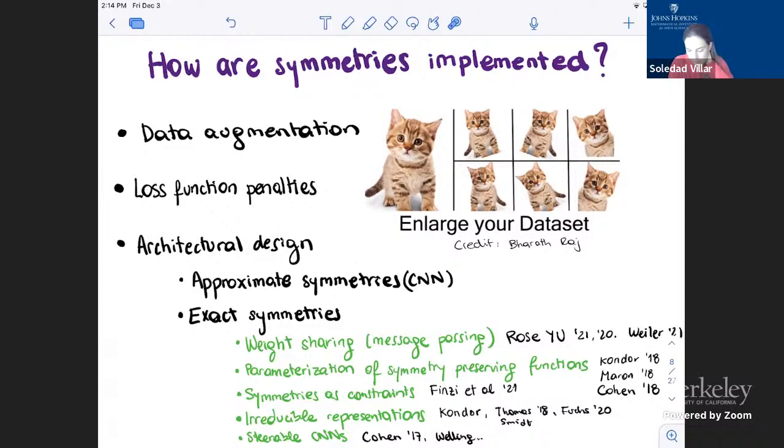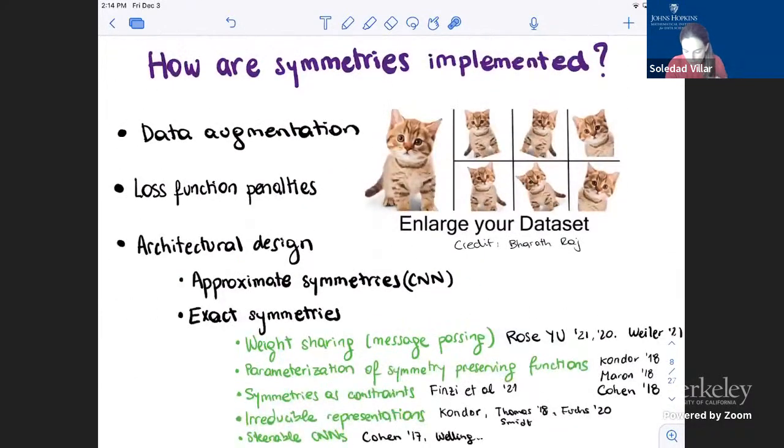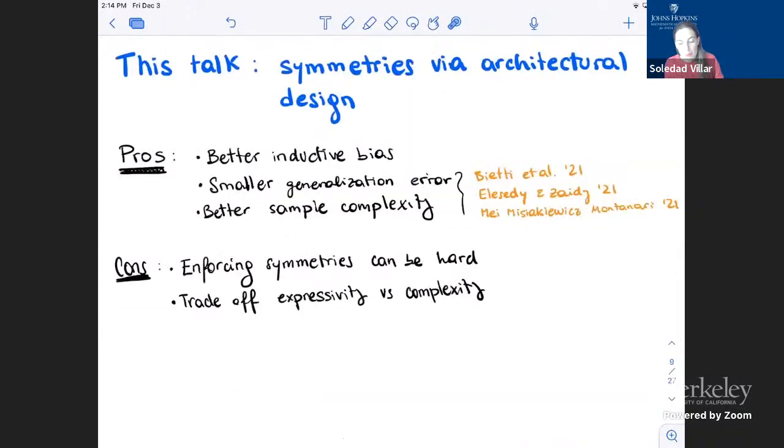But basically, one question is, how do you parameterize these symmetry preserving functions? I'm going to go into this in two slides. But before that, I wanted to mention why you would want to implement the symmetries via this architectural design. And I think in the previous talk, there was a question of how much you gain in terms of sample complexity when implementing the symmetries.